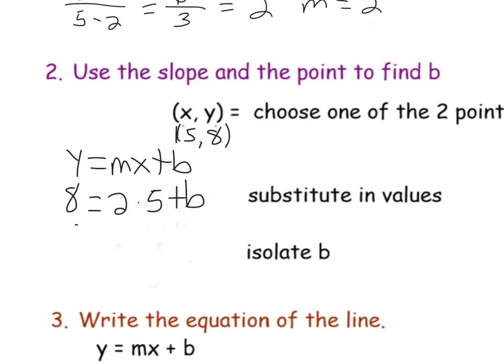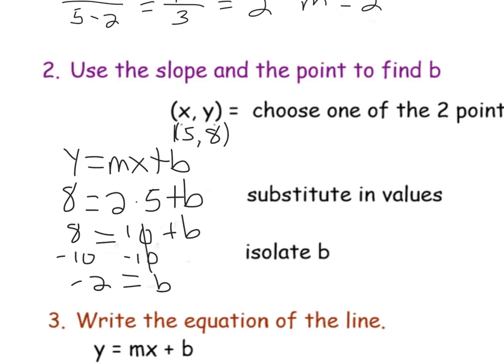So to simplify on the right hand side before we start isolating, I have 2 times 5, which is 10. So I know I have 10 plus b on the right hand side. To get b by itself, I want to get rid of the 10. So I get rid of plus 10 by doing the opposite, which is taking away 10 from both sides. 8 minus 10 gives me negative 2. 10 minus 10 gives me nothing, so they cancel each other out, and then I'm left with b. So now we know that b is equal to negative 2.